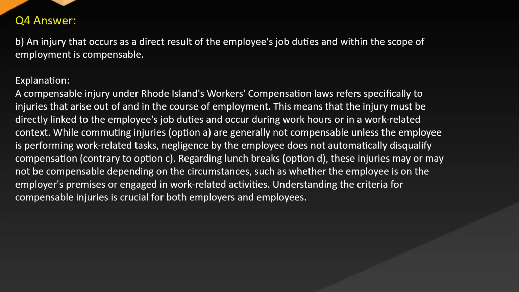Negligence by the employee does not automatically disqualify compensation, contrary to option C. Regarding lunch breaks, option D, these injuries may or may not be compensable depending on the circumstances, such as whether the employee is on the employer's premises or engaged in work-related activities. Understanding the criteria for compensable injuries is crucial for both employers and employees.